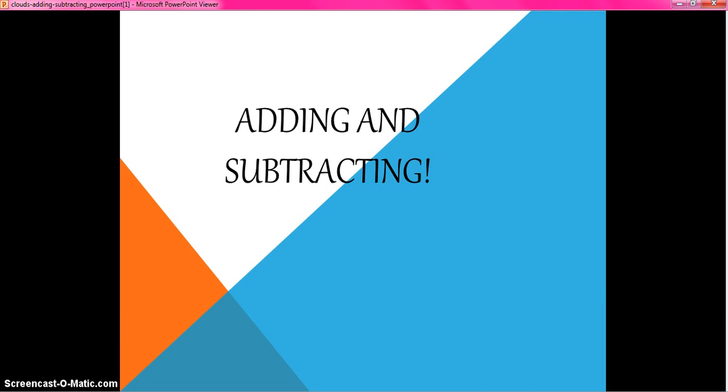Now it's time to move on to math. Today we're going to learn about adding numbers together and subtracting numbers from each other. Make sure everyone pays attention closely as we learn how to do this.